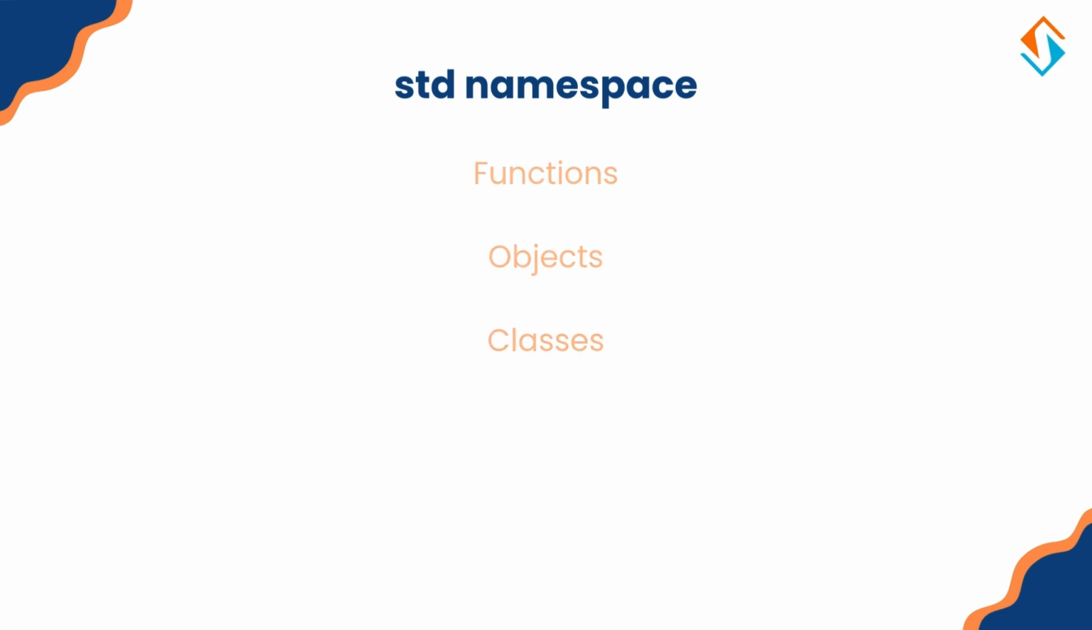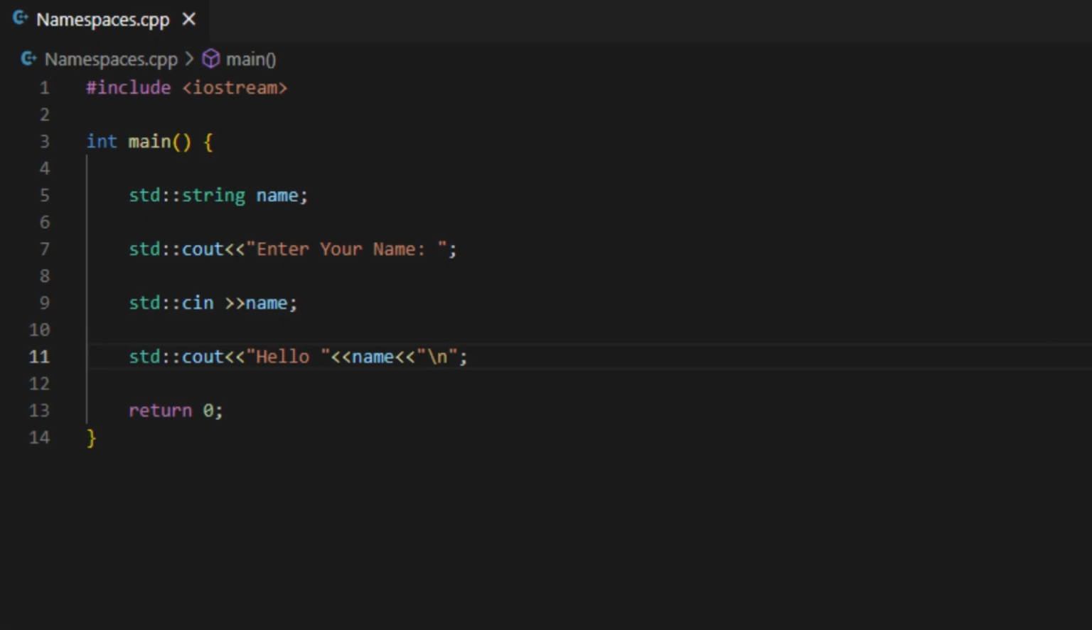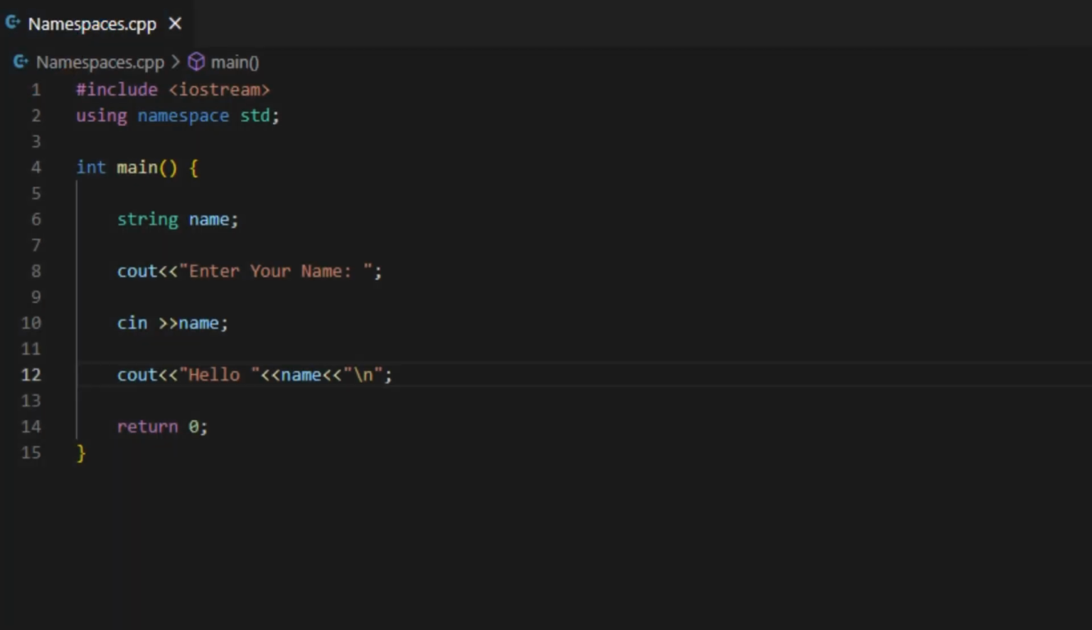Now let's talk about the namespace we use in almost every C++ program: the standard namespace, or std. The std namespace contains all the functions, objects, and classes from the C++ standard library. Things like cout, cin, endl, string, and even mathematical functions like sqrt live inside std. By default, you need to prefix standard library functions with std:: like this. But constantly typing std:: can get annoying. That's where the using keyword comes in again. By adding using namespace std at the top of your program, you don't need to prefix std:: everywhere.